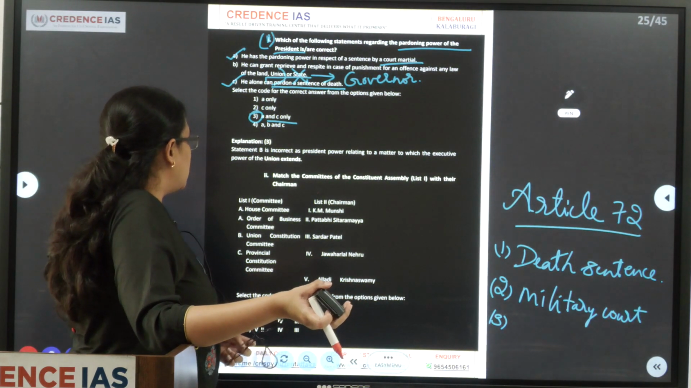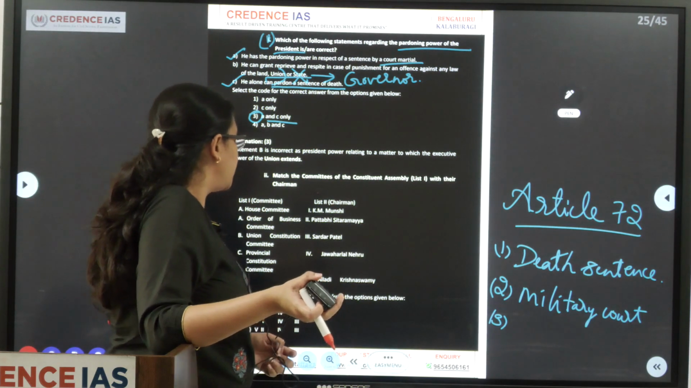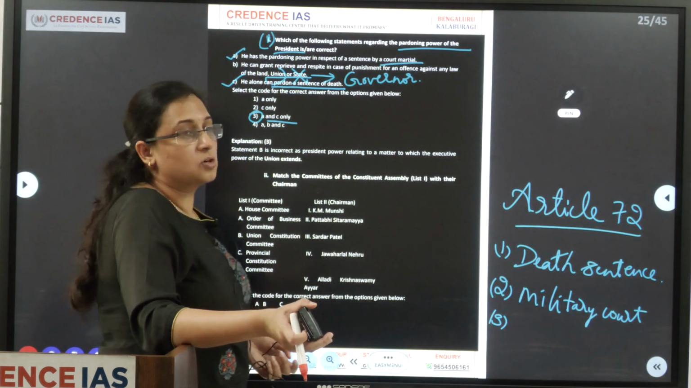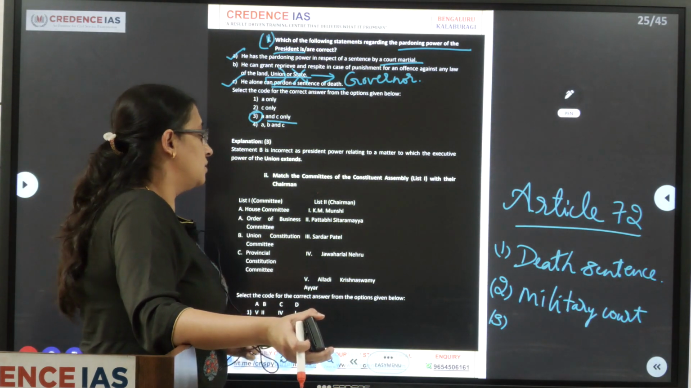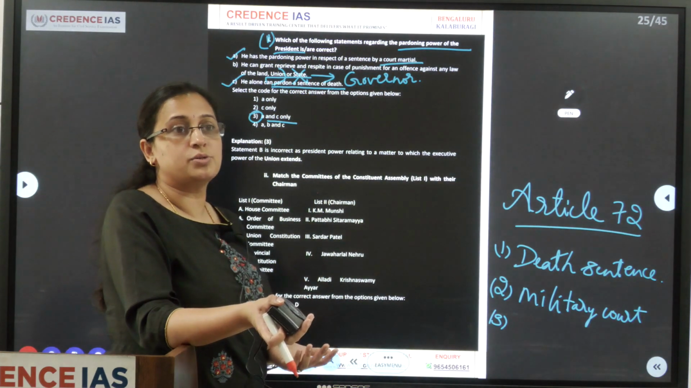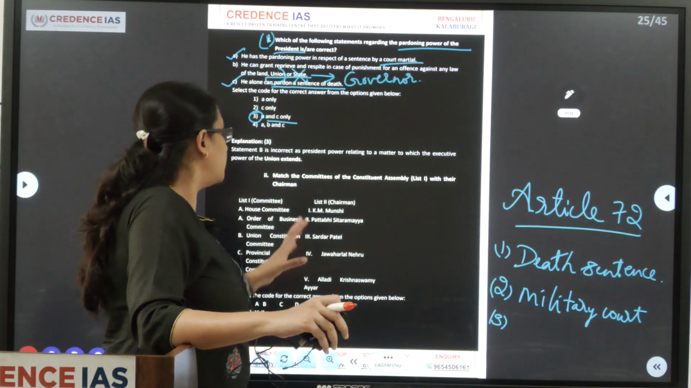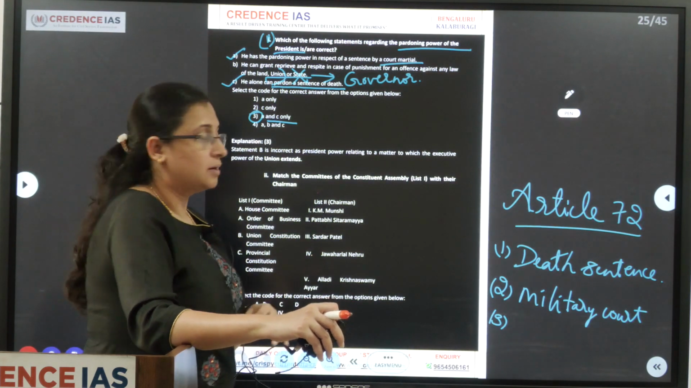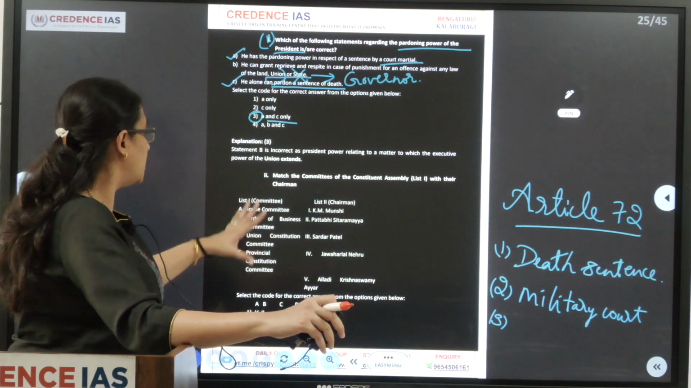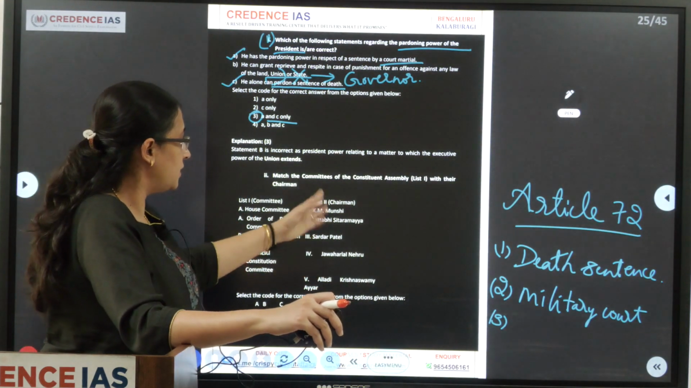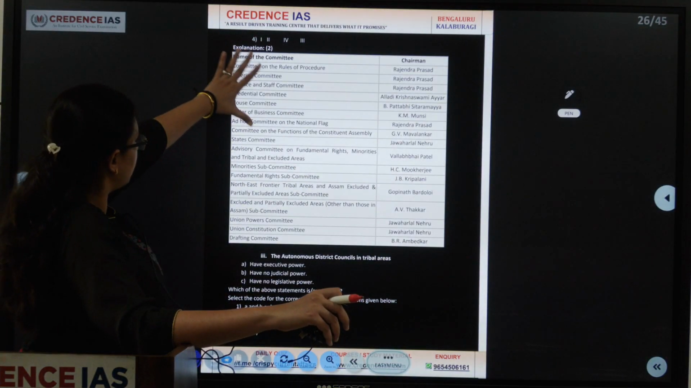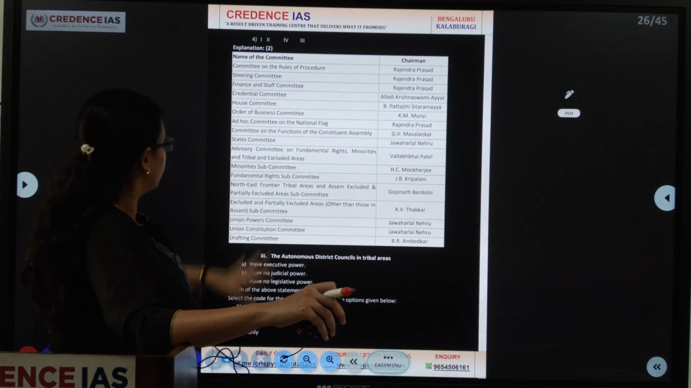Match the committees of the Constituent Assembly with their chairman. When the Constituent Assembly was set up in 1946 to frame a constitution of our own, separate committees were set up, and each committee was headed by an important personality. So here are certain committees and who they were headed by, and we have to match them. You should know the important committees and who headed them.